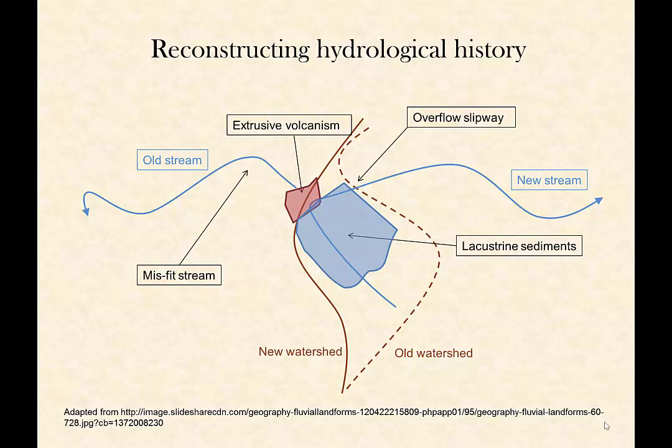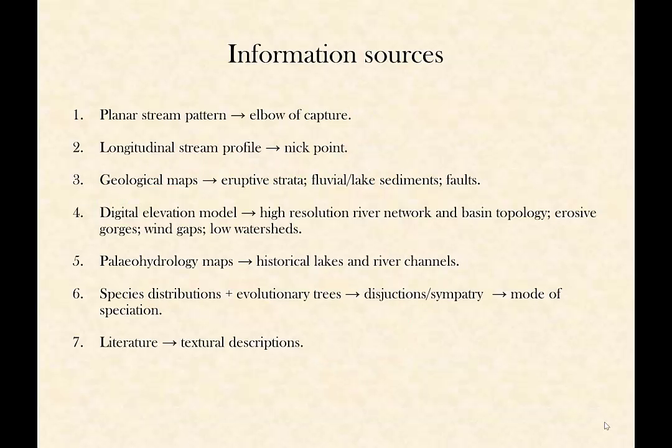So what I'm trying to do is to collate all the geological and biological evidence that I can get, to decide which events happened, where and when. So, information sources. The planar river network will let me look for sharp bends, elbows of capture. Longitudinal stream profiles, the downstream profile of the stream, let me look for nick points. Geological maps give me eruptions, eruptive strata. They also give me fluvial and lake sediments and faults, because rivers tend to exploit lines of weakness in the landscape and will tend to run along faults rather than elsewhere, just to complicate life.